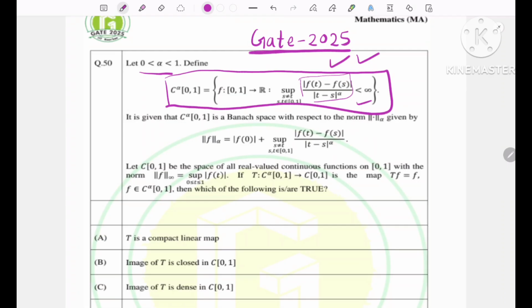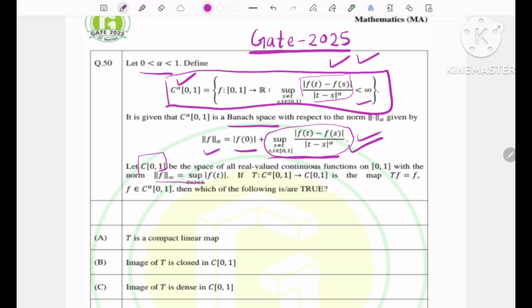Okay, and this space is a Banach space, meaning it is a complete normed linear space, with respect to the norm |f(0)| plus this quantity. Because we have already said that this quantity should be finite, it is a well-defined norm. So the space C to the power alpha is a Banach space with respect to this alpha norm. And we know that the continuous function space C[0,1] with respect to the sup norm is also a Banach space.